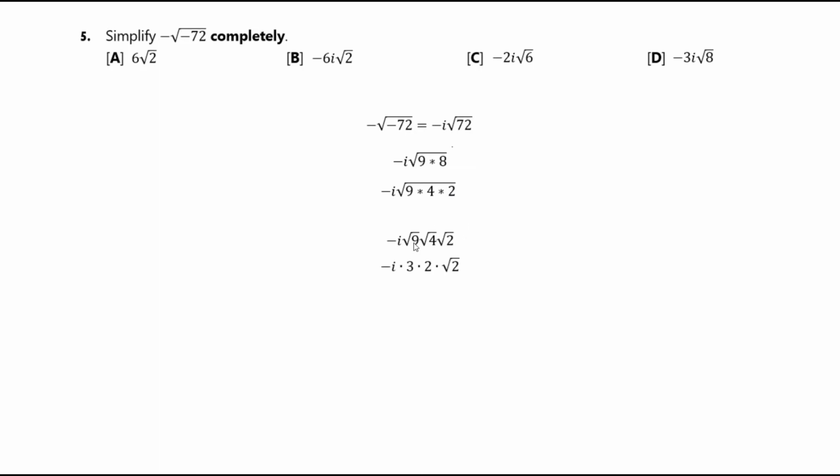So we're going to replace square root of 9 with 3, square root of 4 with 2, and then multiply the results on the outside here. So 3 times 2 is 6. 6 times negative i is negative 6i. And then just attach the square root of 2 at the end. So this matches up with answer B.